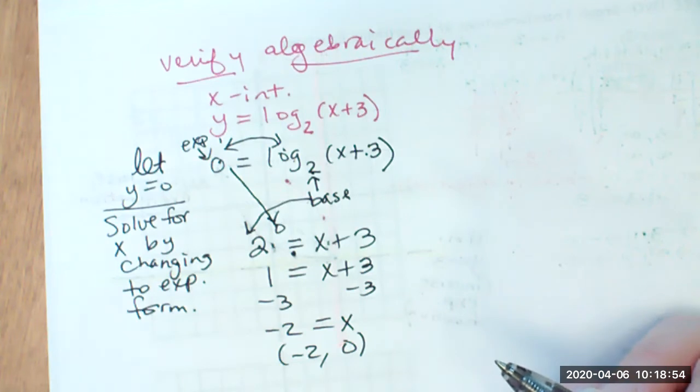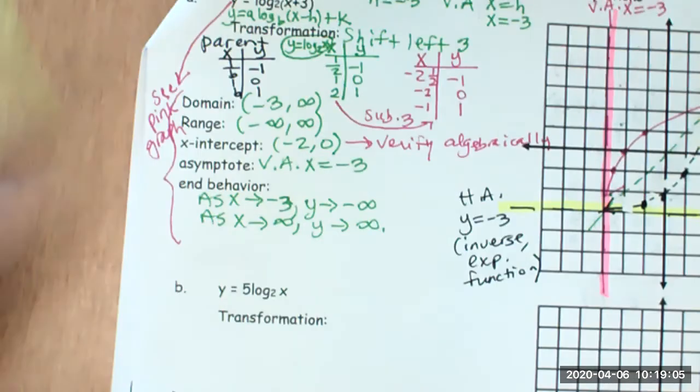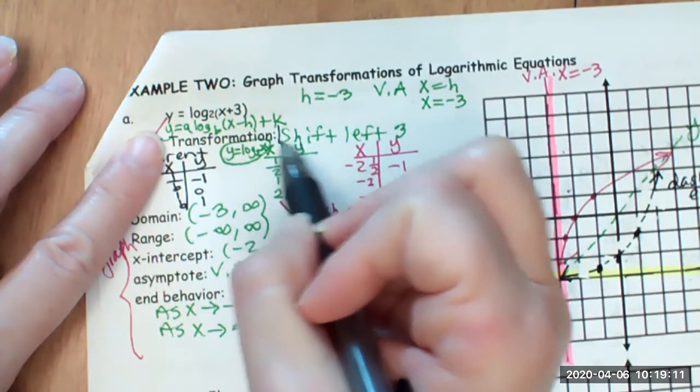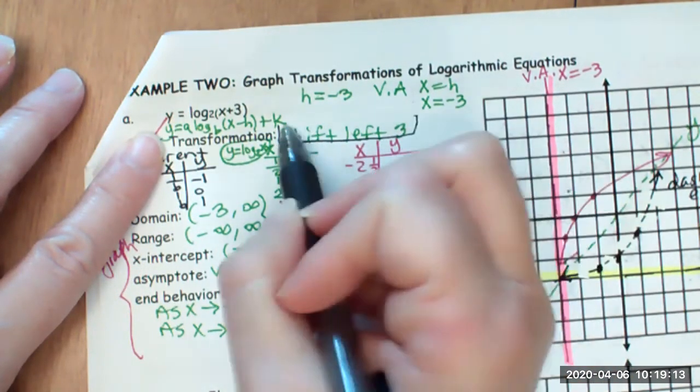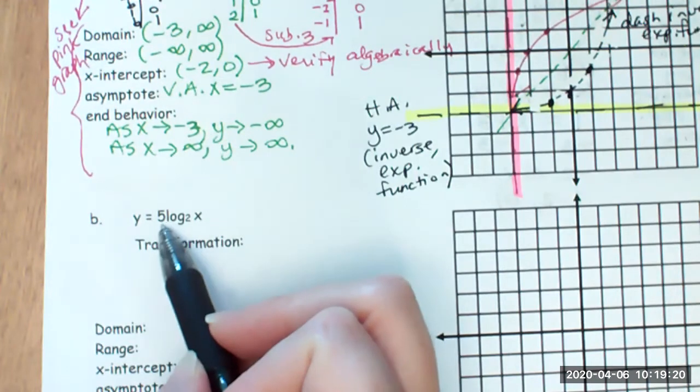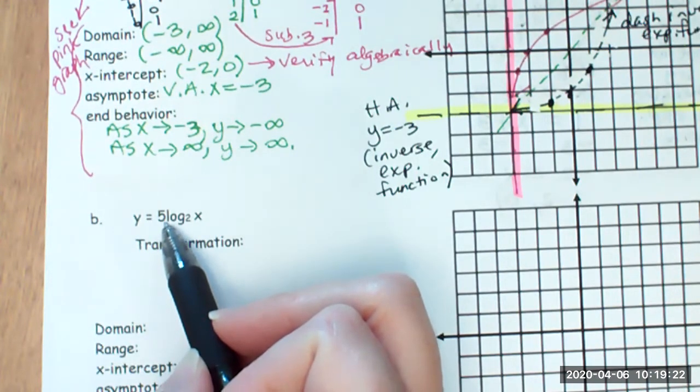And there is a question in the Pearson assignment that does address calculating an x-intercept towards the end of the assignment. Okay. All right, so let's look at another transformation. You notice up here for example 2a, we just had a horizontal shift left 3. So now looking carefully at example 2b, you can see with that 5, we're going to have a vertical stretch by a factor of 5.